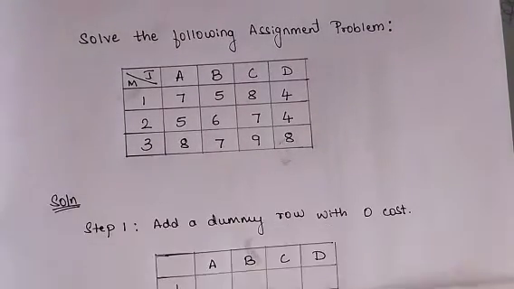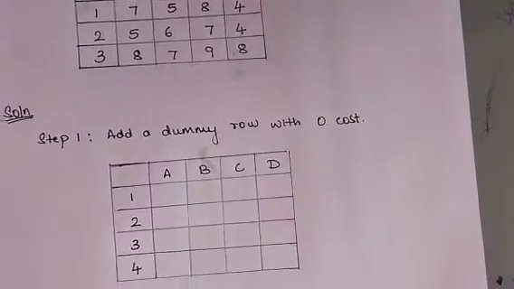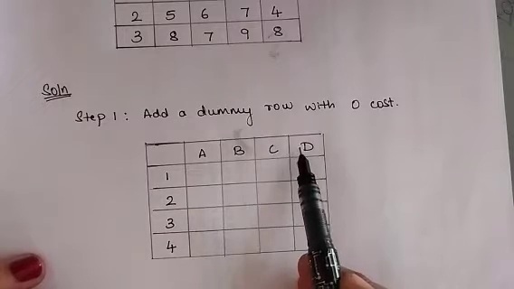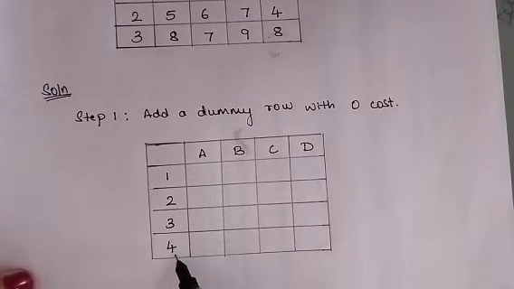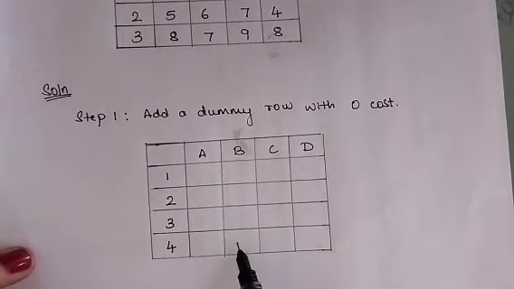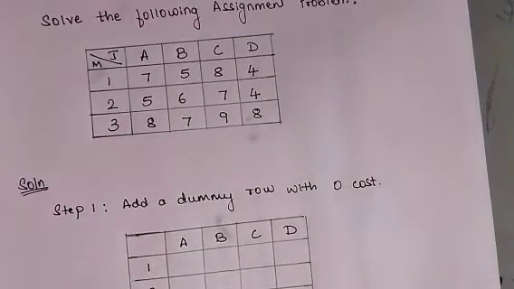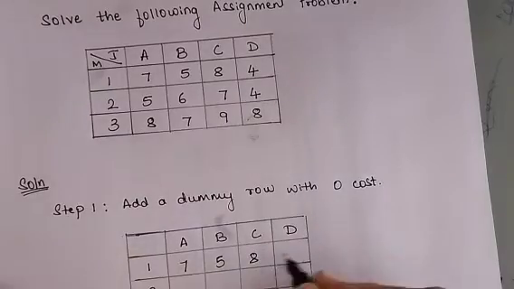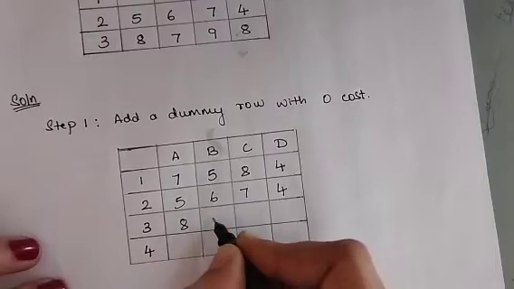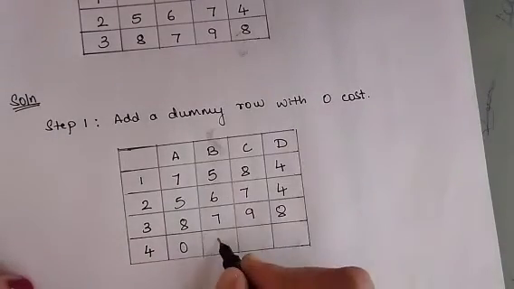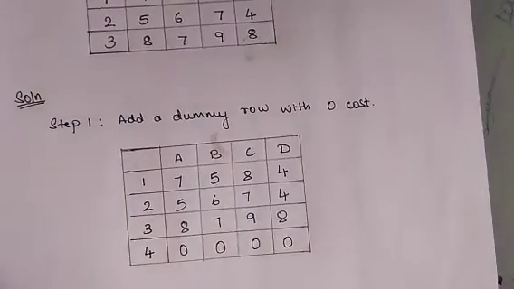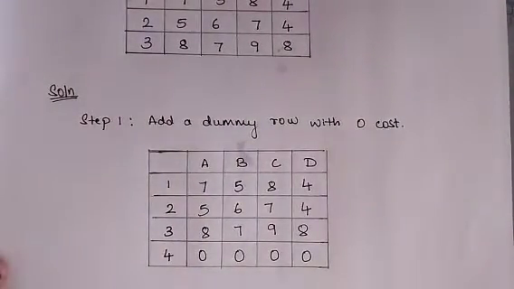The first thing we will do is step 1, add a dummy row with 0 cost. You can see that there are 4 jobs. To balance this, we have added a dummy row, that is row 4. All the other elements will remain the same. Only the 4th row elements will be assigned 0. I will write down all the elements as given in the problem, and for the 4th row we will take all the elements as 0. Now this will be our matrix based upon which we will be assigning the tasks.